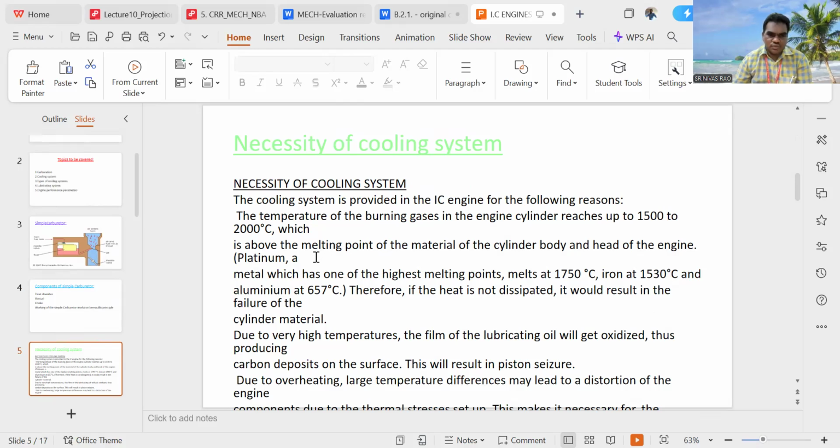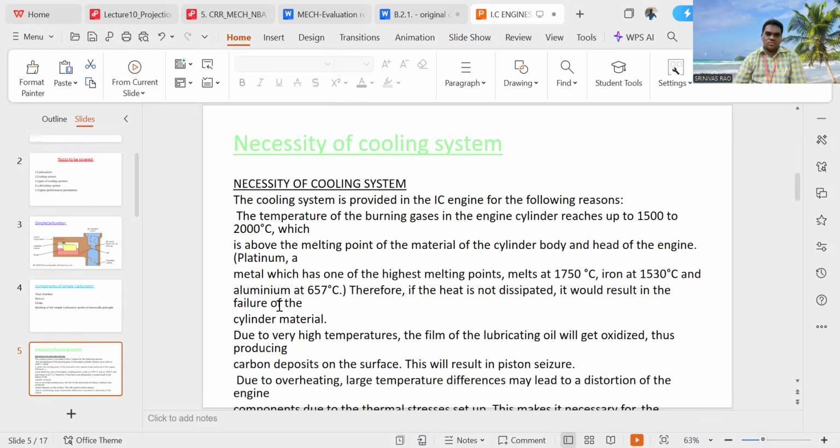Okay, so if we use metals like aluminum, cast iron, and different types of alloys, they can withstand nearly this amount of temperature, approximately 2000 degrees centigrade. Due to this very high temperature, the film of lubricating oil will get oxidized, producing carbon deposits on the surface. This may result in engine seizures. Overheating due to this large temperature difference may also destroy the engine.